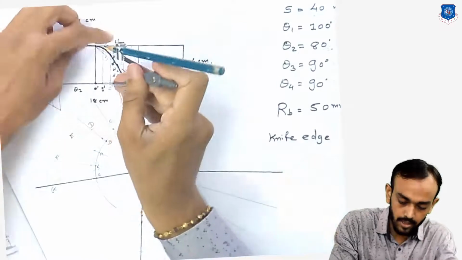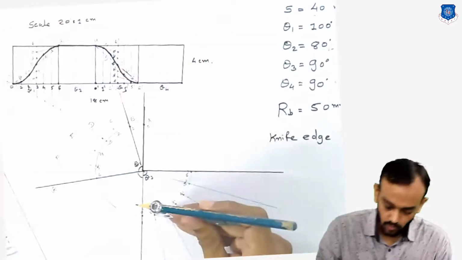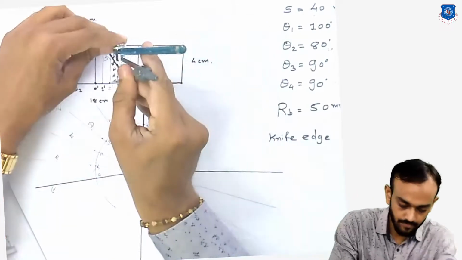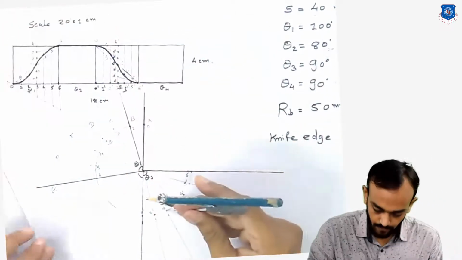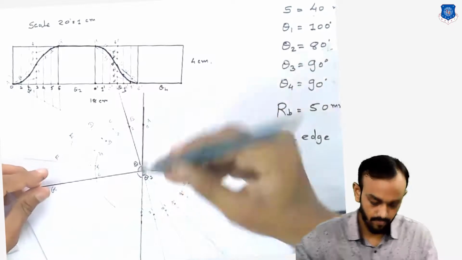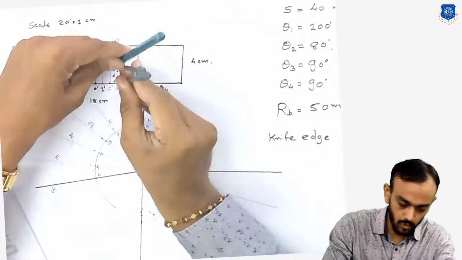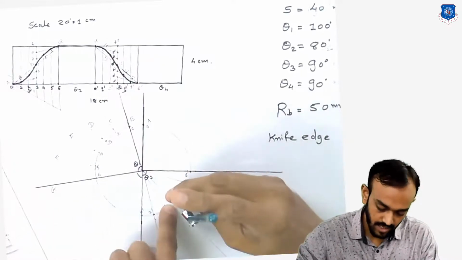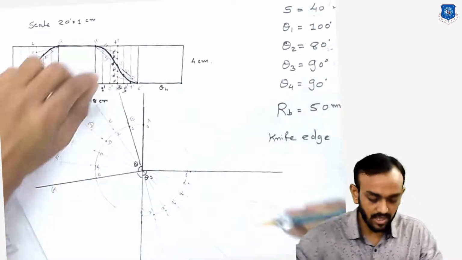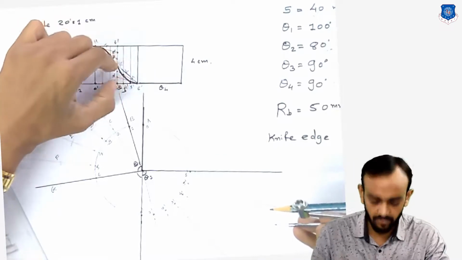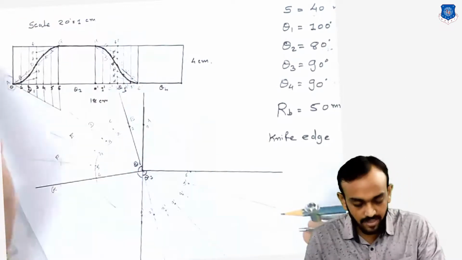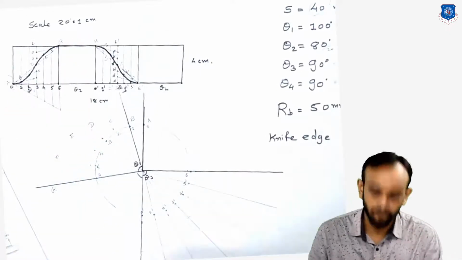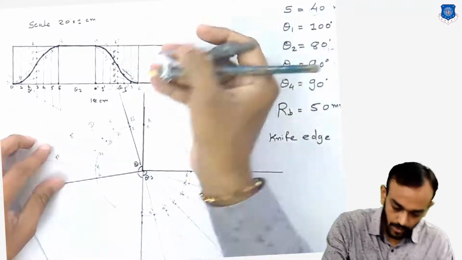Okay, 1 dash to I, 2 dash to J, 3 dash to K, 3 dash as a center. So remember that all the points we have to get here, we will get from this, and we have to apply this, we will get this curve, this circle. Okay.